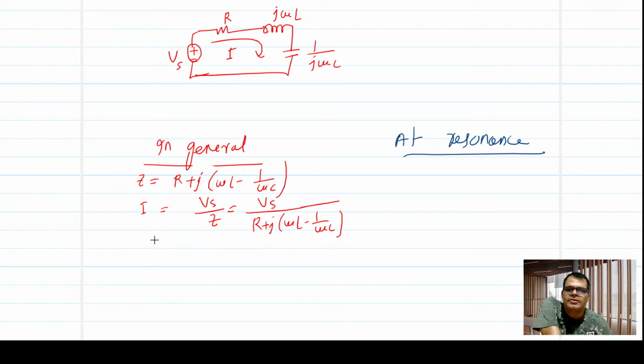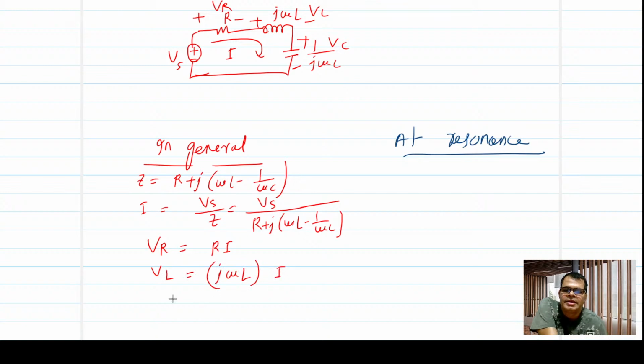Okay, then this is VR. I will be marking VR, VL and VC: the voltage across the capacitor VC, the voltage across the inductor VL, and the voltage across the resistor VR. VR is equal to R into I, and I put the value here. VL is equal to j omega L into I, and VC is equal to 1 upon j omega C into I. And we put these values also from I.